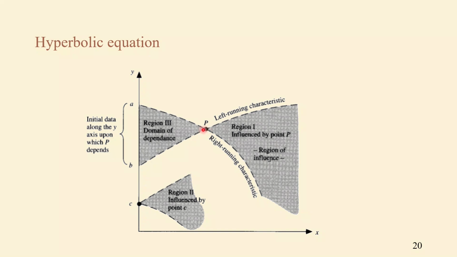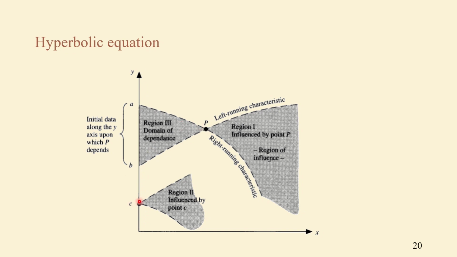And also what we saw, this is the point P. If there is any disturbance at this point P, it is seen in this particular region. So this particular region is known as the region of influence, and this particular point P value is depending on this particular domain. So this is known as the domain of dependence.